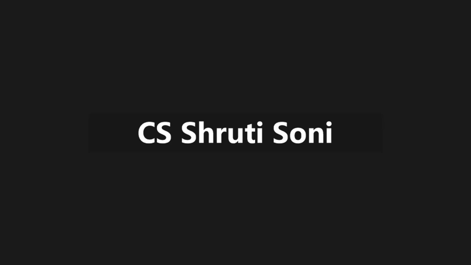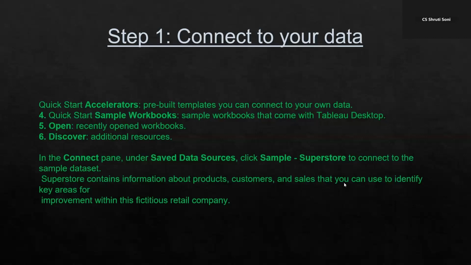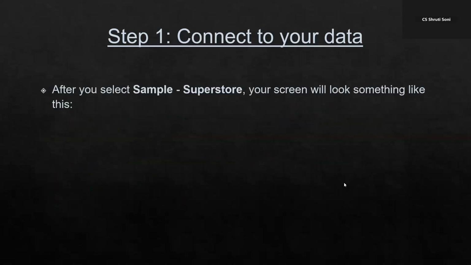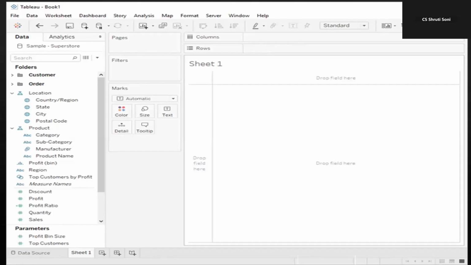Now, what do we do with this file? Let's understand that theoretically, and then we'll go in for a practical demo also. So after you select the Sample Superstore, as you've seen, your screen will look something like this, right? So you have all these things here. You have folders of customer, order, location, product, region, everything will come here, right?